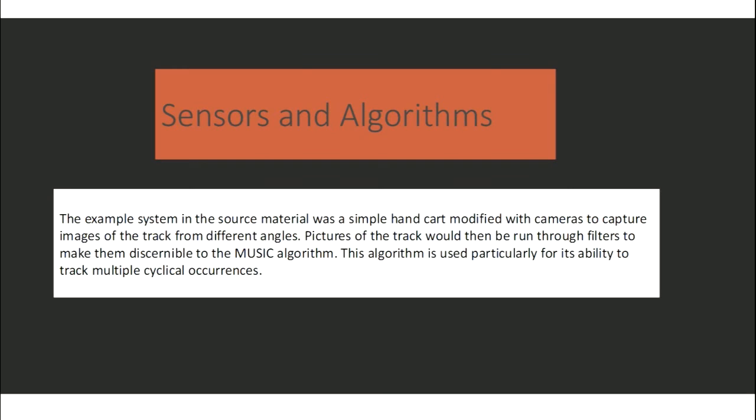Pictures of the track would then be run through filters to make them discernible to the MUSIC algorithm. In particular, these are called Gabor filters. It separates the images by lighting into rough white and black images, with the final result being a 1D signal to feed into the MUSIC algorithm. This algorithm is used in particular for its ability to track multiple cyclical occurrences. It is also robust with noisy data.